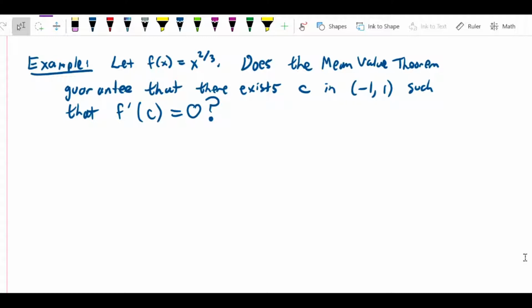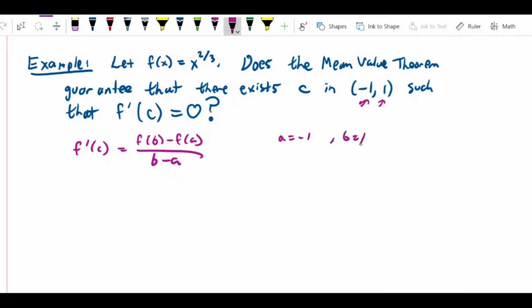First of all, the claim, of course, is that there exists a c. There exists a c such that f prime of c equals f of b minus f of a over b minus a. And in this scenario, it certainly looks like we have a equals -1 and b equals 1.